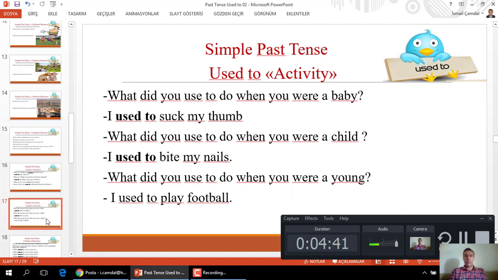What did you used to do when you were a baby? I used to suck my thumb. What did you used to do when you were a child? I used to bite my nails. What did you used to do when you were young? I used to play football.